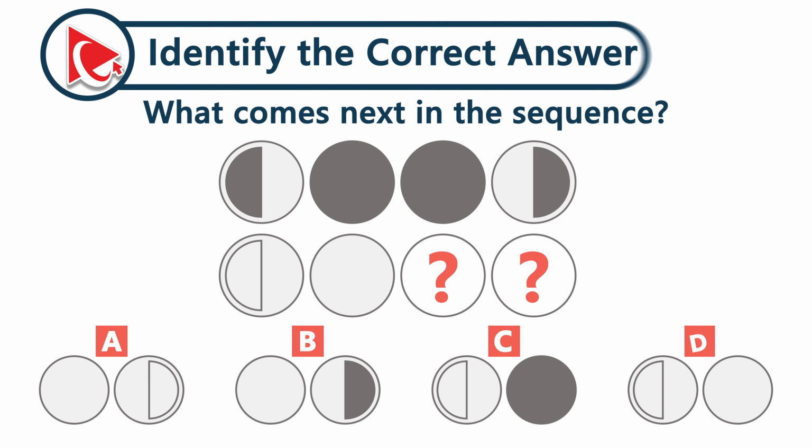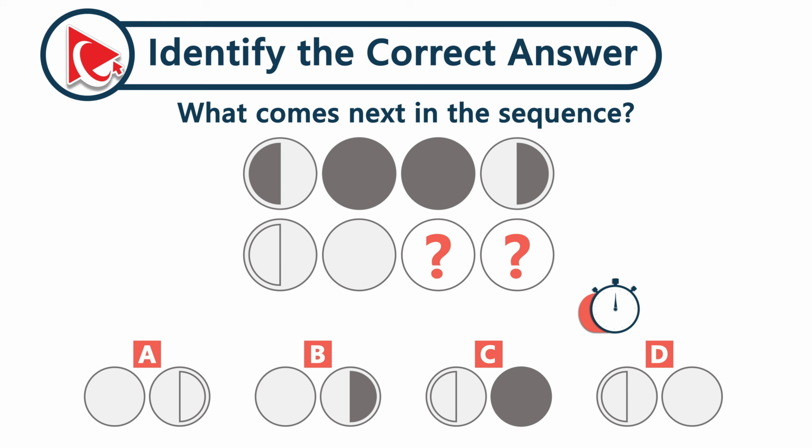At first glance, it's just circles, but there is a clever pattern hidden here. Can you figure it out? What comes next in the sequence?